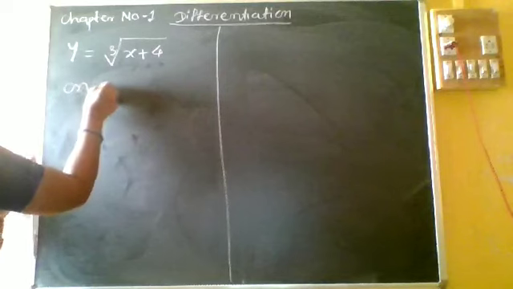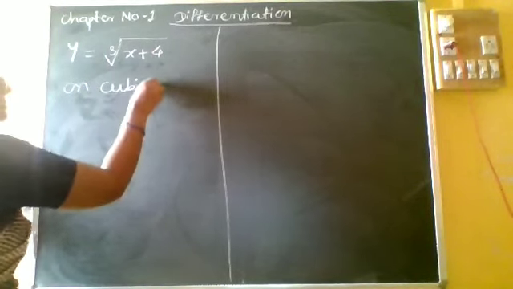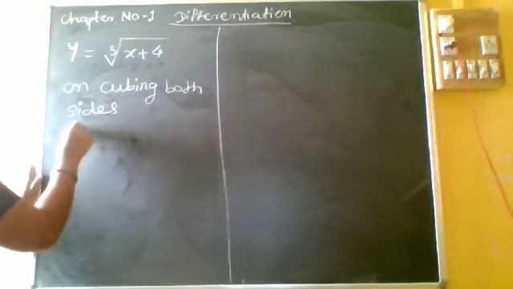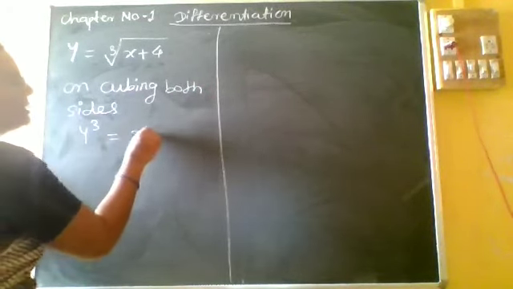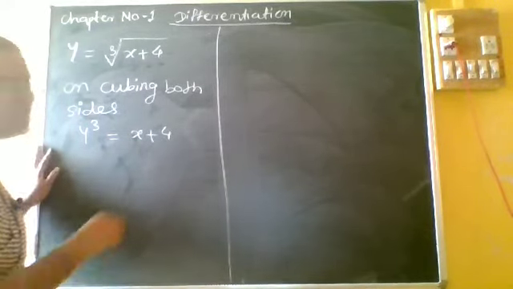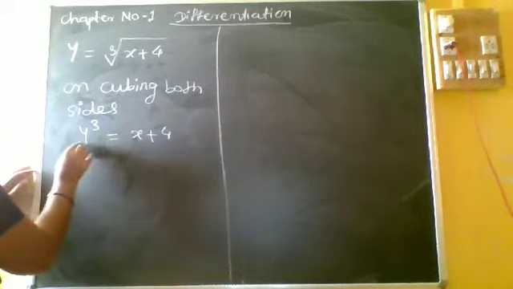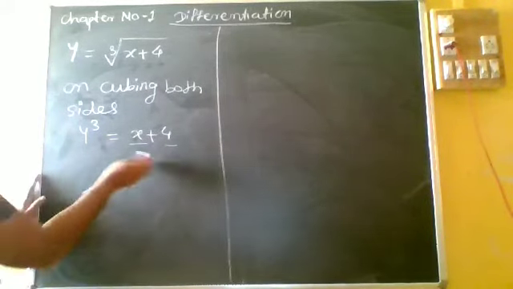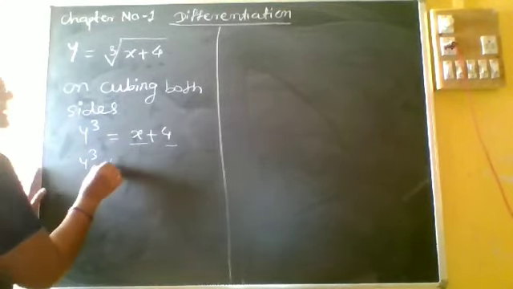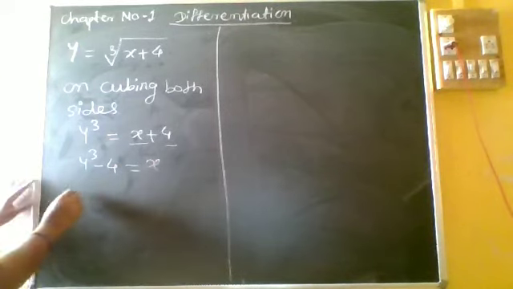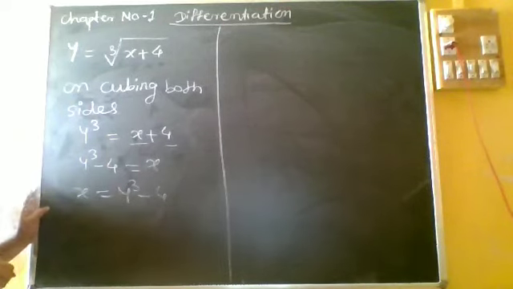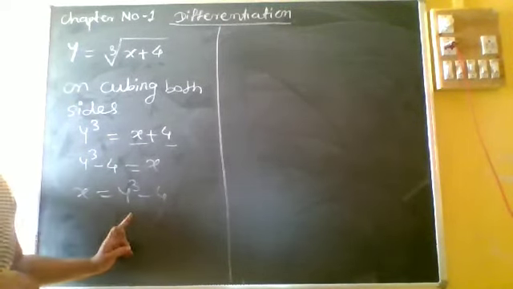On cubing both sides, we get y cube is equal to x plus 4. Then, what is x here? Turn this 4 to the left side, then y cube minus 4 is equal to x. Therefore, x is equal to y cube minus 4. This becomes x in terms of y.